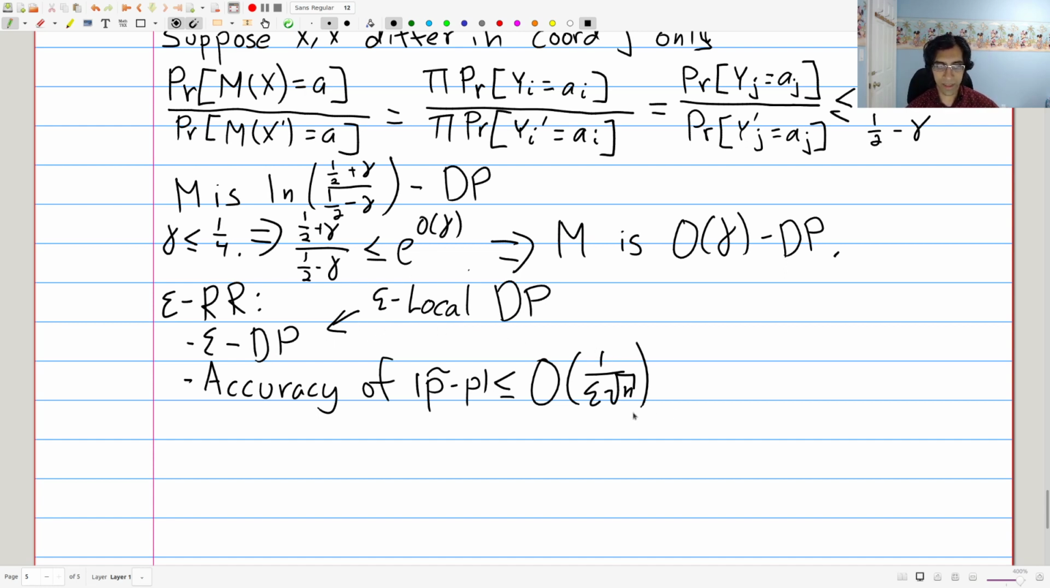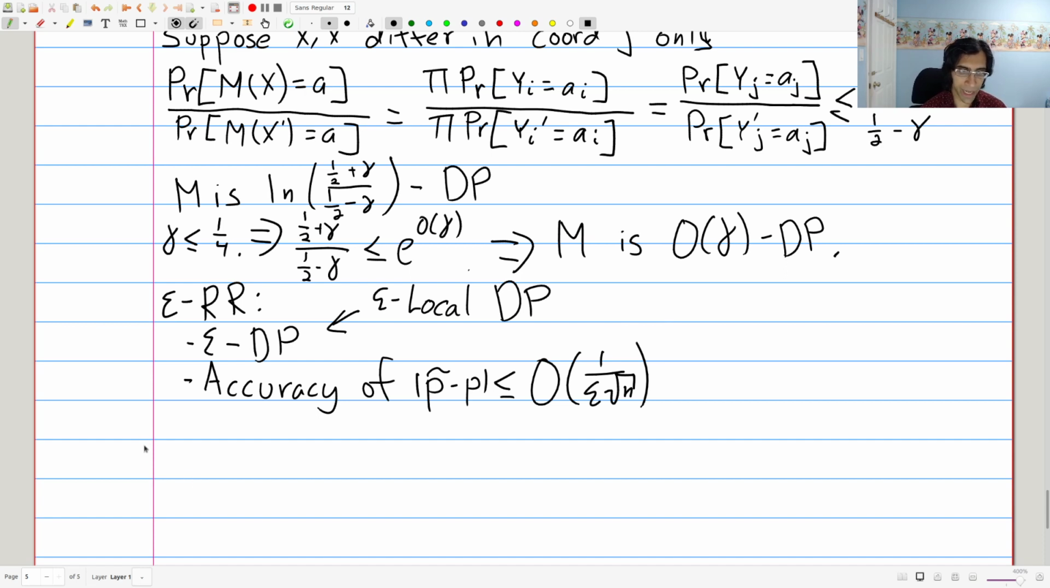The other thing I'll comment is that this accuracy is pretty good. It's a good starting spot, but it's not the best accuracy we can hope for. In particular, this square root shouldn't really be here, in the sense that if you just want epsilon differential privacy, you can get rid of that.